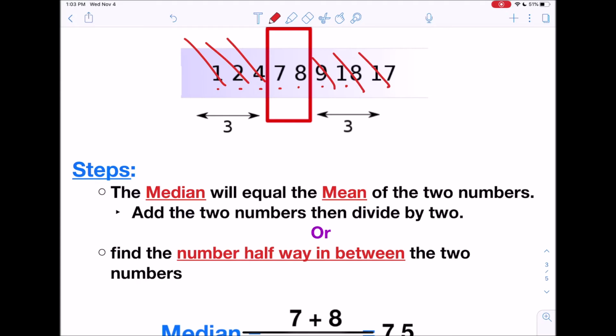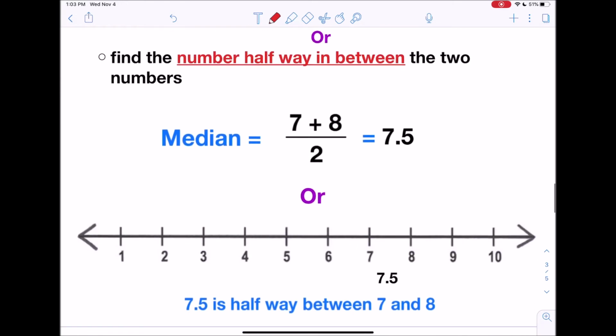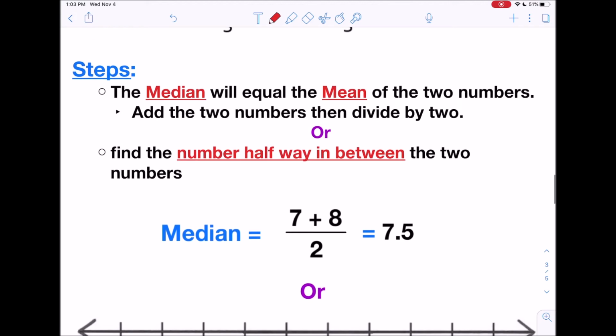So you could find the number that's halfway in between the 2 numbers that are in the middle. So let's take a look at these 2 examples. So we have the median equals the mean. So it'd be 7 plus 8 over 2. 7 plus 8, incidentally, is 15. So you'd end up with 15 over 2, which then would equal 7.5. Okay? So that's going to be the median, 7.5.